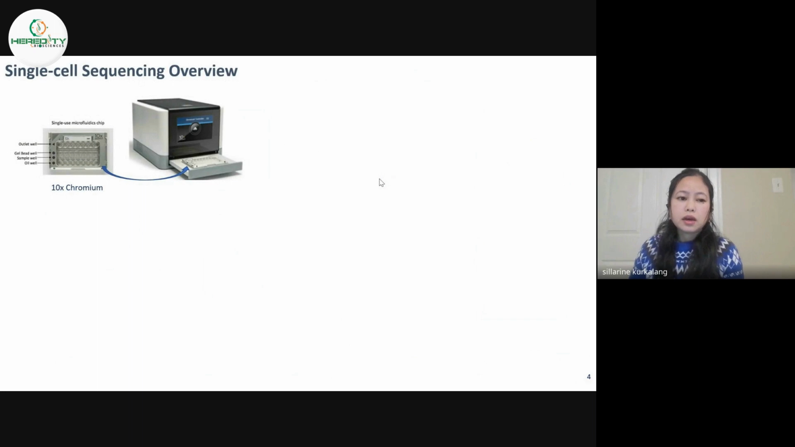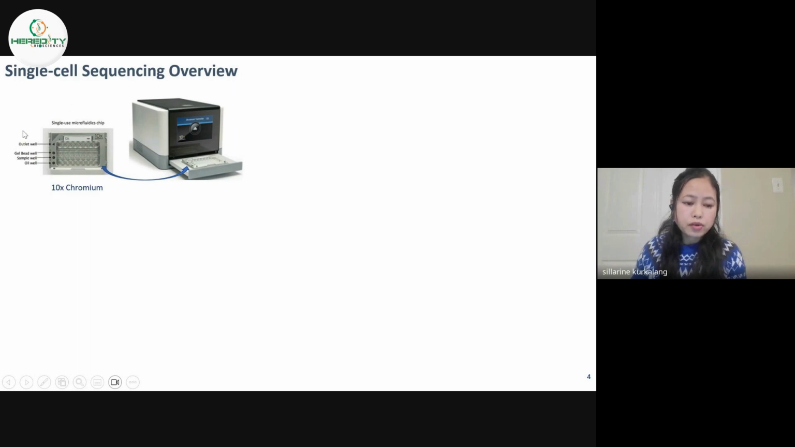So how does single-cell sequencing work? It works by partitioning each individual cell of the sample that you have provided, and then it generates the gene expression profile of each individual cell that you have used. There are many technologies that have been developed for single-cell sequencing. However, this is the most commonly used platform.